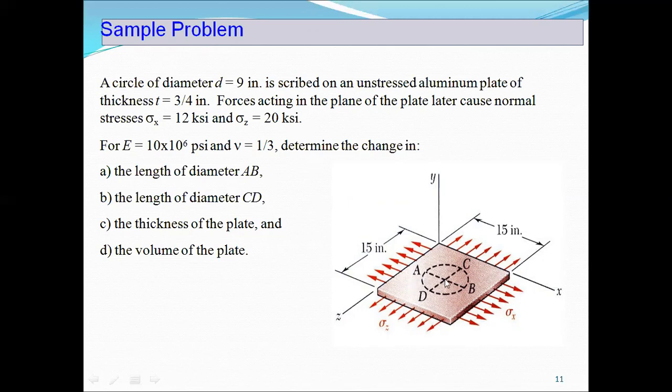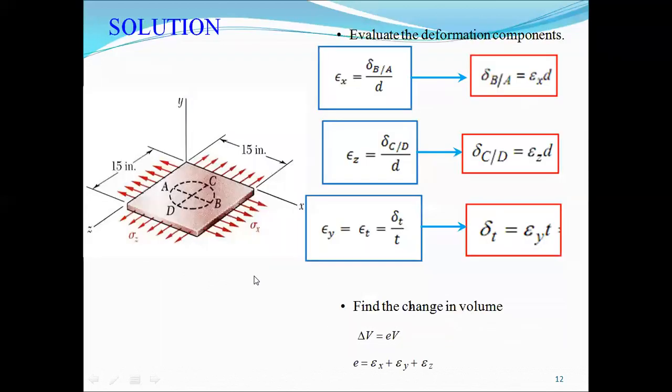What is the change in length of this diameter because of this loading? The length of diameter CD, that is delta CD. The change in the thickness of the plate, delta T, and the change in the volume of the plate. So we have to find all these things.